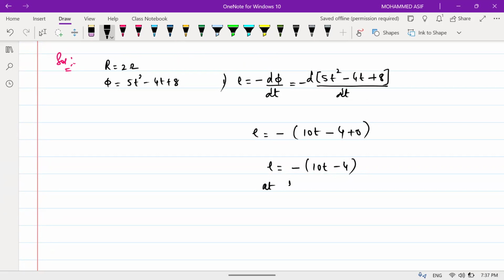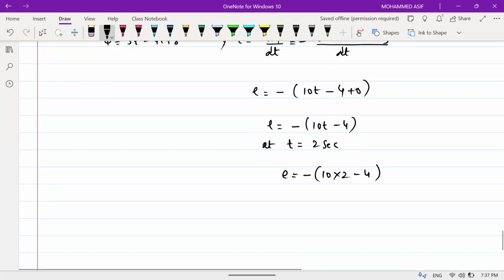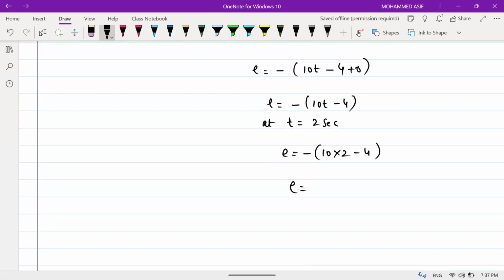At what time is it asking? At time t equals 2 seconds. EMF is equal to minus 10 into 2 minus 4. 10 into 2 is nothing but how much for me? 20. E is equal to minus, this is 20 minus 4. So E is equal to how much for me? Minus 16 volt. Am I clear?